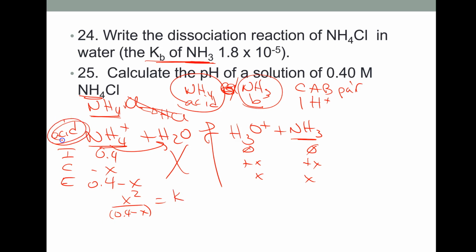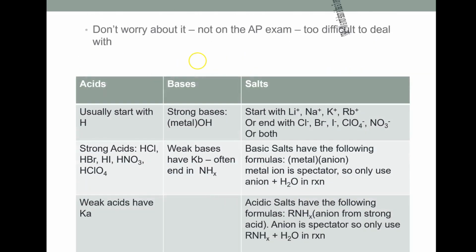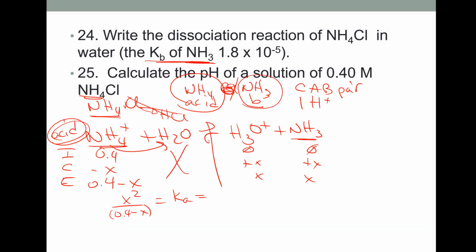Again, this is an acid. If it's an acid, we're looking for a Ka, not the Kb that's given in the previous problem. So 1e negative 14 over 1.8e negative 5. Do your algebra. X is negligible with respect to 0.4. Solve for X.